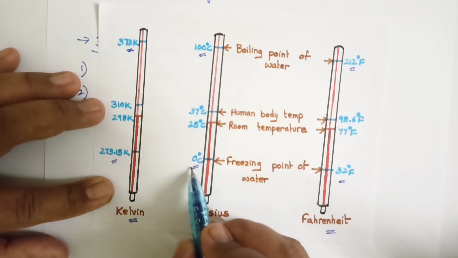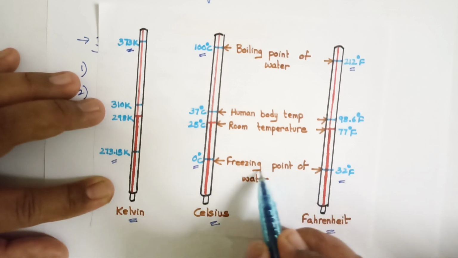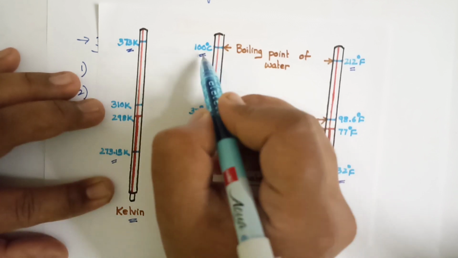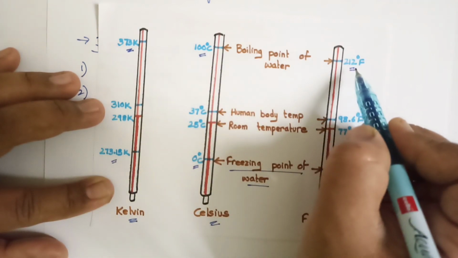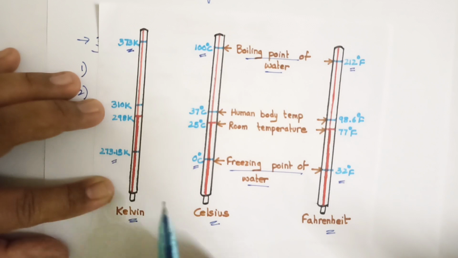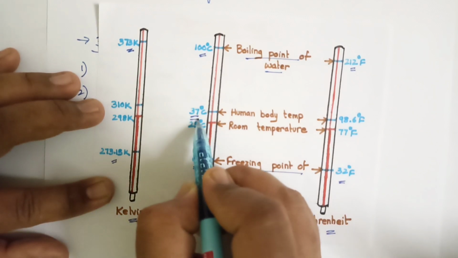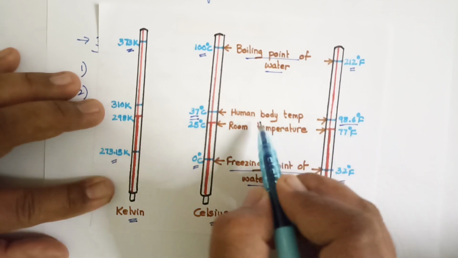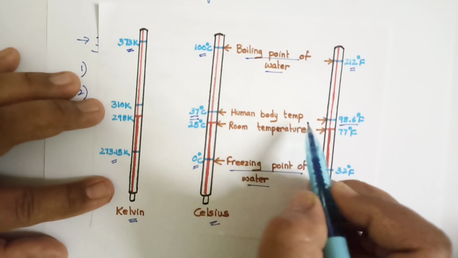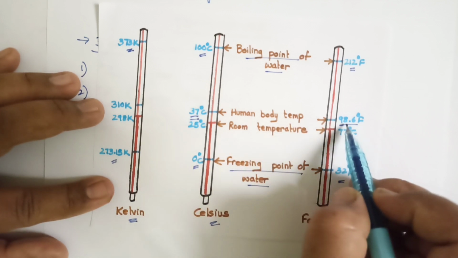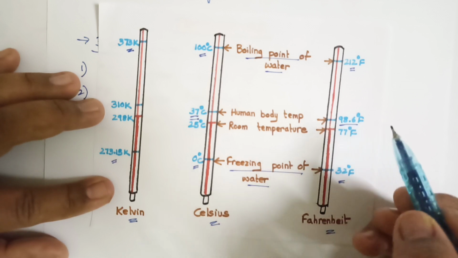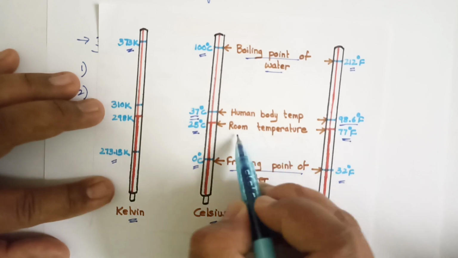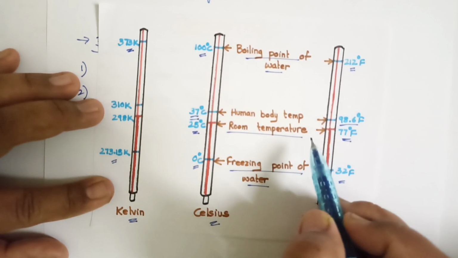Okay. So this 0 degrees Celsius or 32 degrees Fahrenheit is the freezing point of water. 100 degrees Celsius or 212 degrees Fahrenheit is the boiling point of water. In between we have 37 degrees Celsius, or in Fahrenheit scale 98.6 degrees Fahrenheit, which is the human body temperature. Remember students, more than 98.6 is considered to be a fever. Okay, next 25 degrees Celsius, or in Fahrenheit scale 77 degrees, is considered as the room temperature.